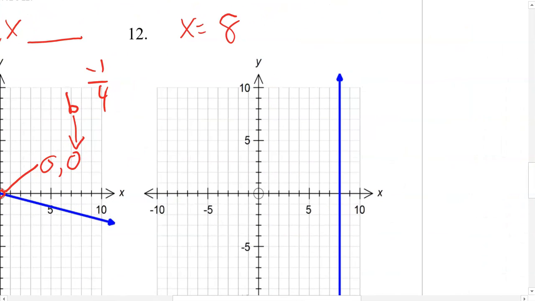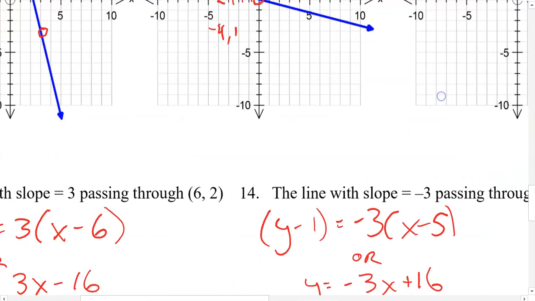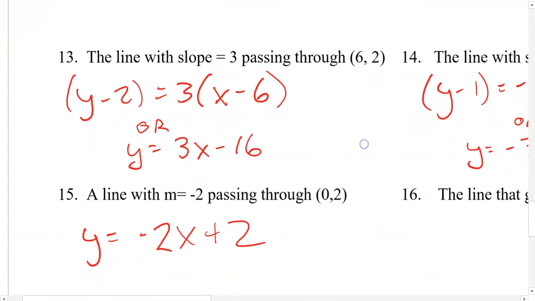On question number 12, it's a vertical line at x equals 8 for all y values. Number 13, a line with slope equals 3 passing through the point 6, 2.